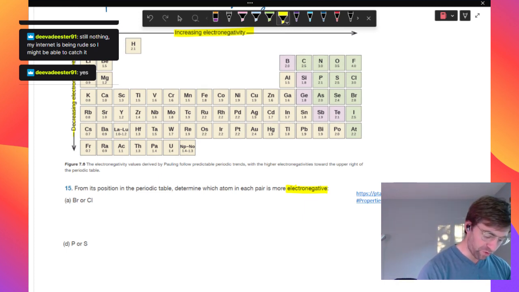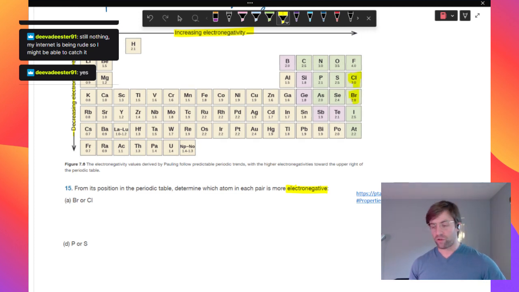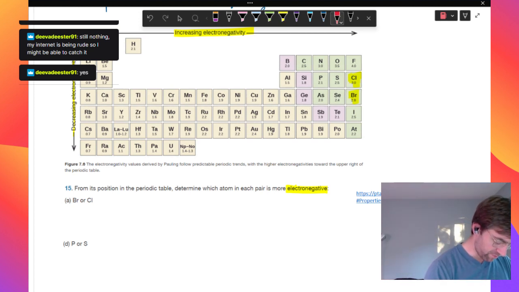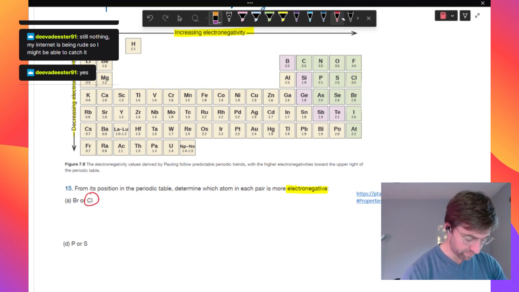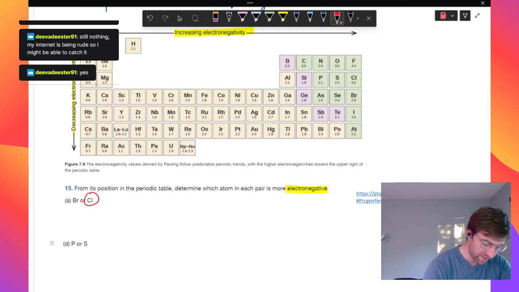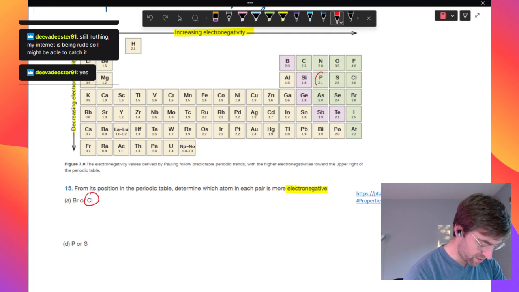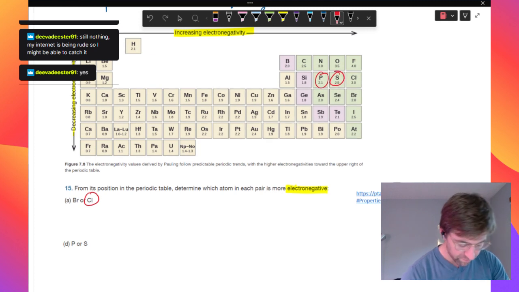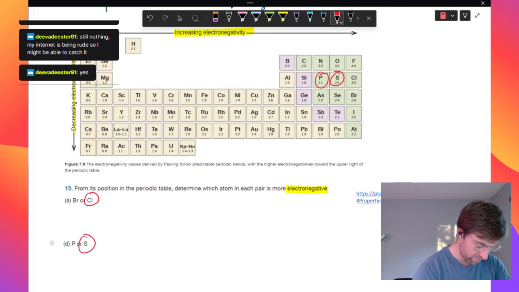So first up we have bromine versus chlorine. Chlorine is higher up on the periodic table than bromine, and so for this one, chlorine would be our more electronegative atom. Next up we have phosphorus or sulfur. Sulfur being a little bit more to the right on the periodic table, we can say that sulfur is more electronegative.